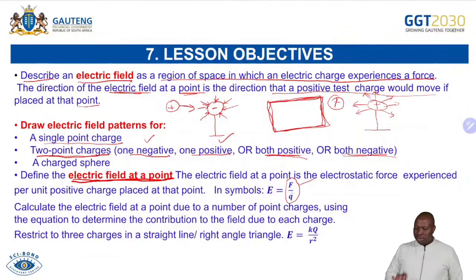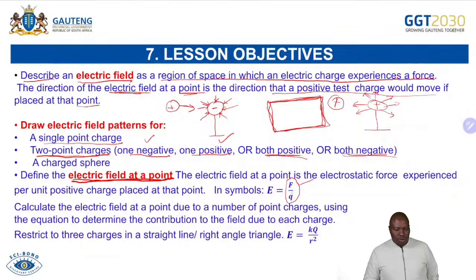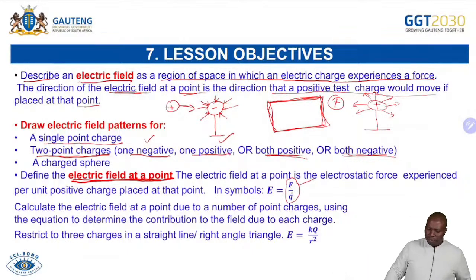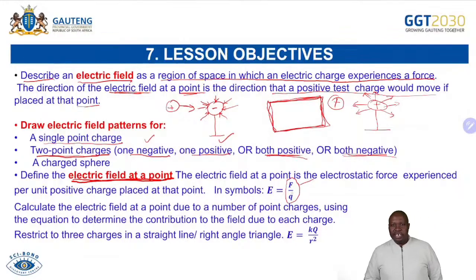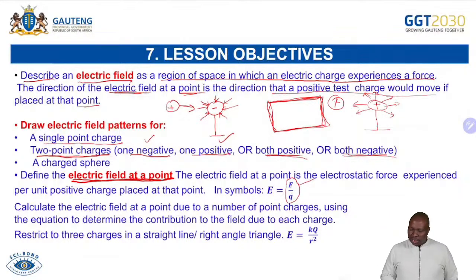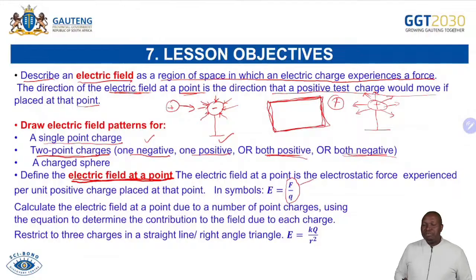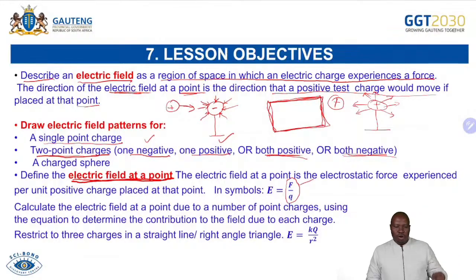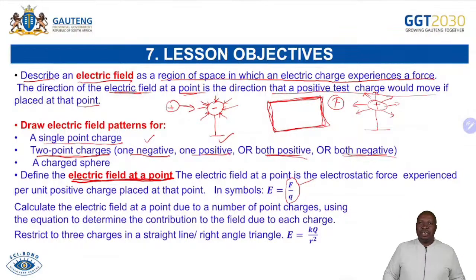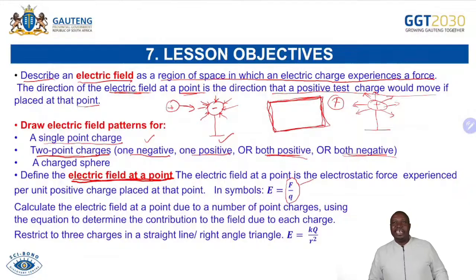So easy. From the data sheet, you have this formula. It will always remind you how to define electric field at a point. So we're saying electric field at a point is the electrostatic force experienced per unit positive charge placed at that point. So get this mark for definition. So either they will say state Coulomb's law, or define electric field at a point.